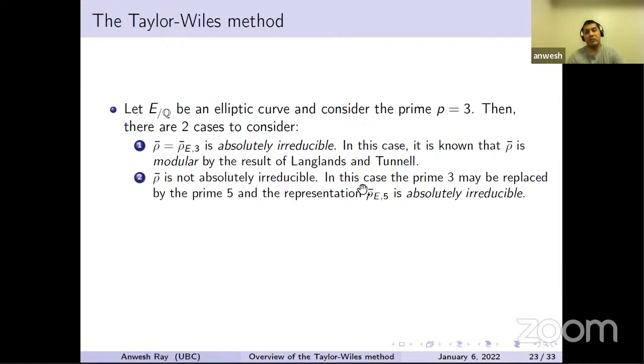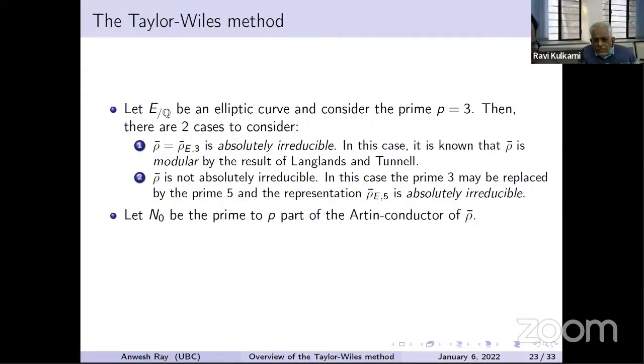Now, in the other case, when rho bar is not absolutely irreducible, then it's due to Wiles, and you can replace the prime 3 with the prime 5. When you look at the residual representation at the prime 5, you are actually okay. This residual representation at 5 is actually modular. This step is called the 3-5 switch. It reduces us to the case when we can assume that rho bar is modular at the prime P. Being absolutely irreducible or not depends upon the particular elliptic curve.